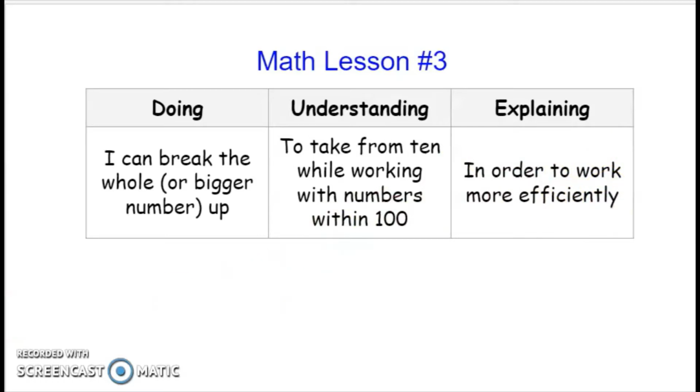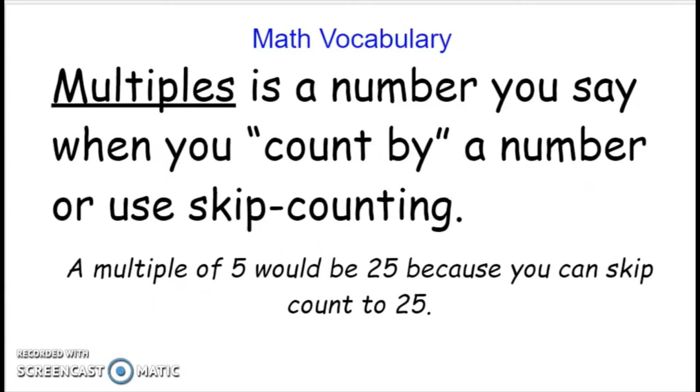Okay, and now let's go ahead and go over our vocabulary. This is a recent vocabulary word. This is good to know in the future, okay? Multiples. A multiple is a number you say when you count by, or a number you say while you use skip counting. For example, a multiple of 5 would be 25 because you can skip count to 25.